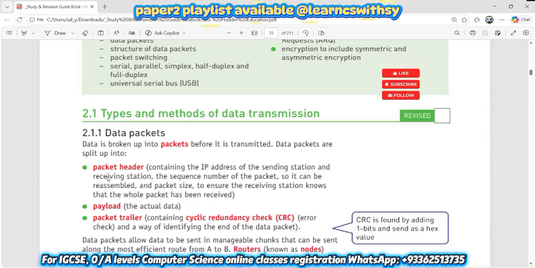Similarly, the same case happens with the packet header. It is containing the beginning. The beginning contains the IP address of the sender and the IP address of the receiver. It also contains the packet size, and along with that, a means to ensure that the packets are reassembled in the right order.